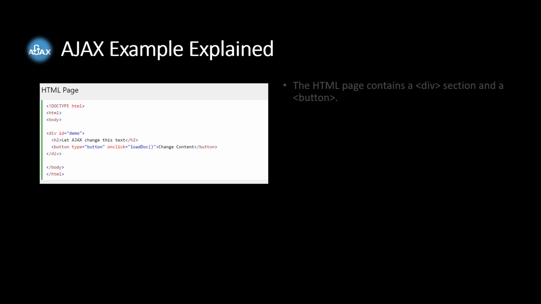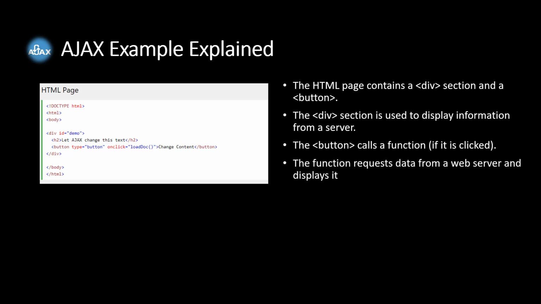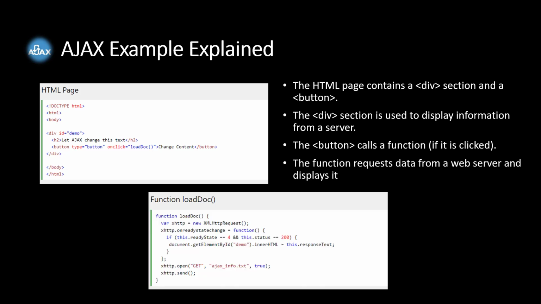AJAX example explained. Here you can see we have an HTML page. The HTML page contains a div section and a button. The div section is used to display information from a server. The button calls a function if it's clicked. The function requests data from a web server and displays it. Here you can see this is our function, the loadDoc function.